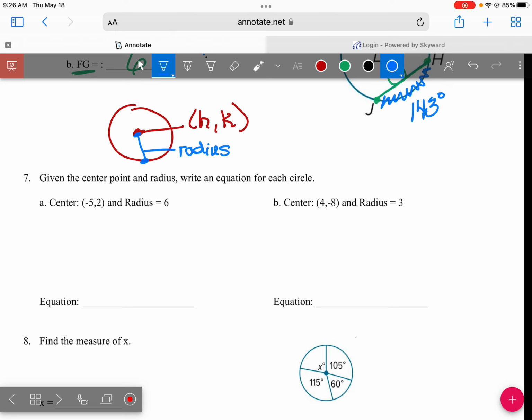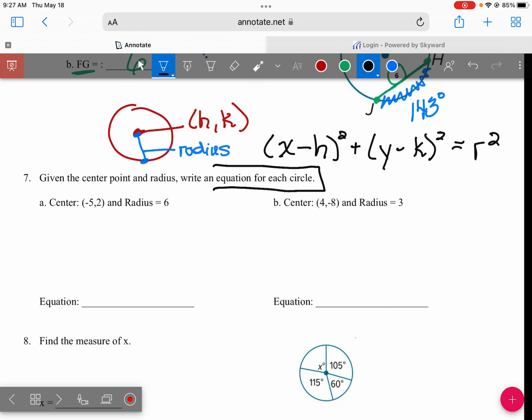Now, I have not looked at this cheat sheet. Is this formula under Module 5? If it's not, you're going to want it. And it says x minus h quantity squared plus y minus k quantity squared equals r squared. Is that on the sheet? Okay. That is the equation for a circle.